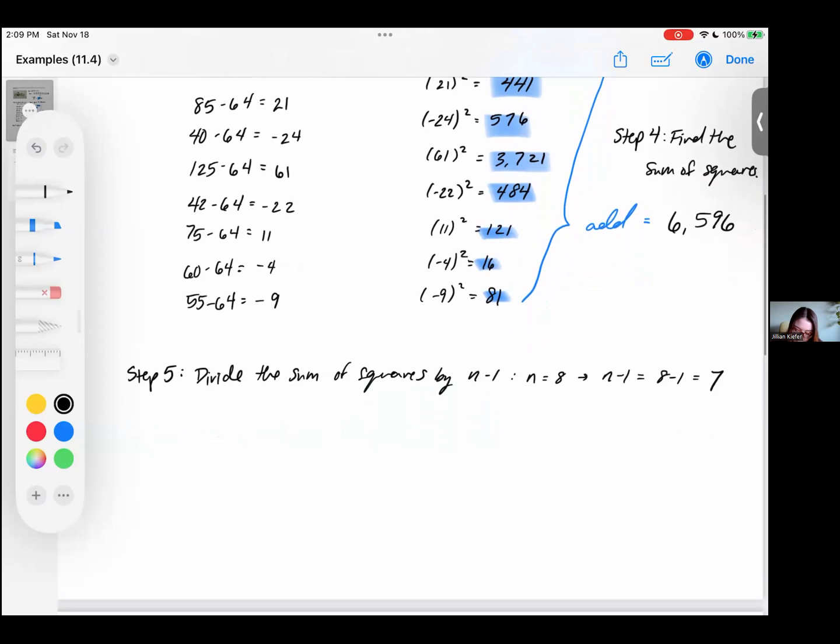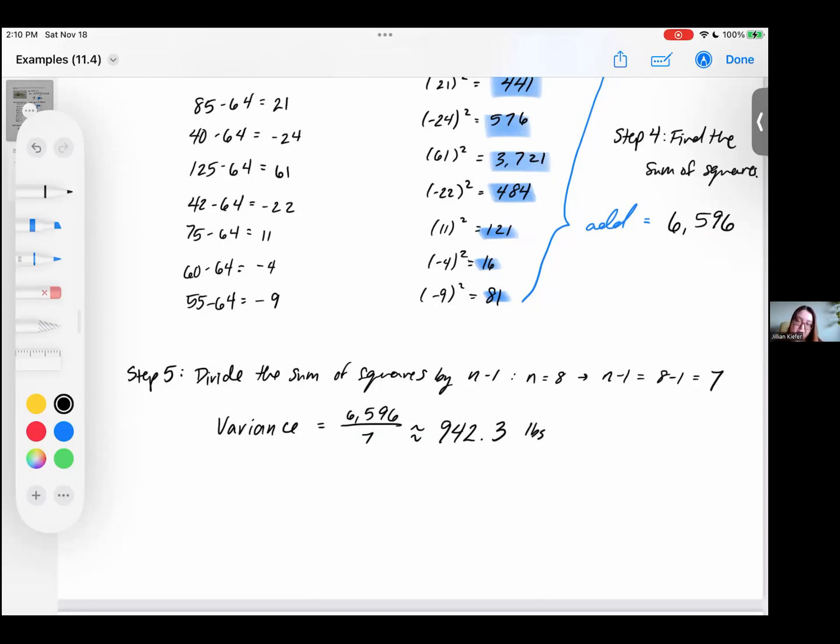This gives us the variance, which will equal 6,596 divided by 7. We're going to round this to 1 decimal place. This will be 942.3. So our variance in this case, it is telling us in pounds. So if we have 942.3, that's technically in pounds.